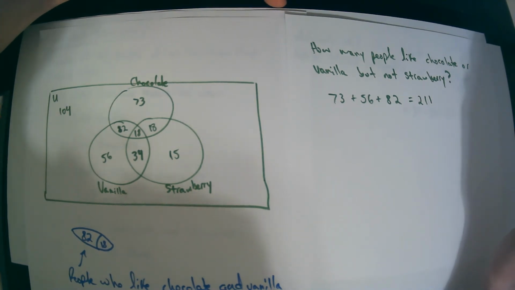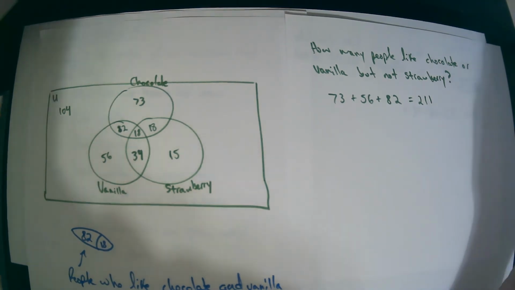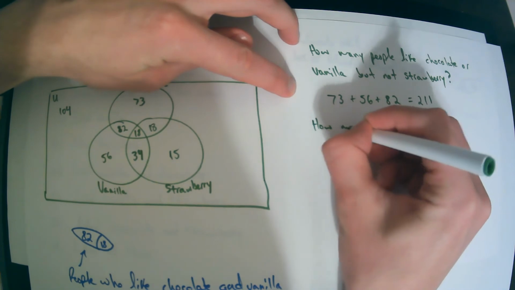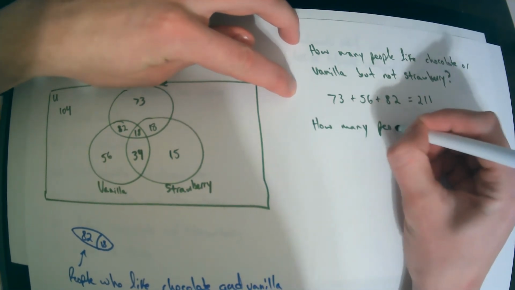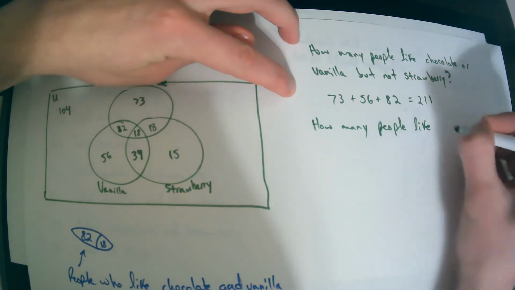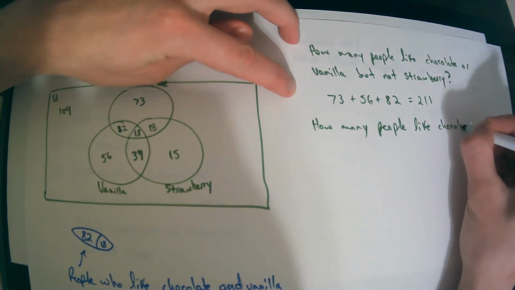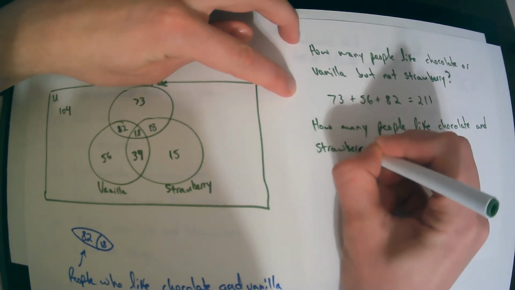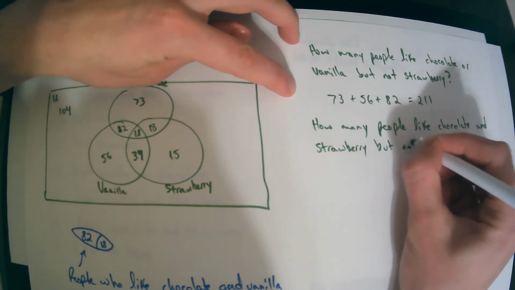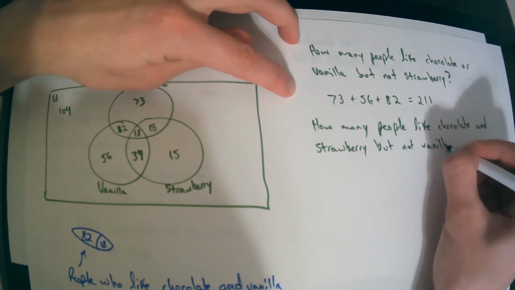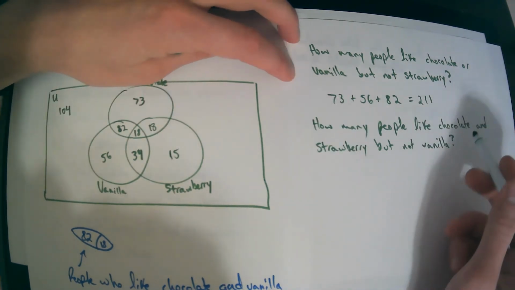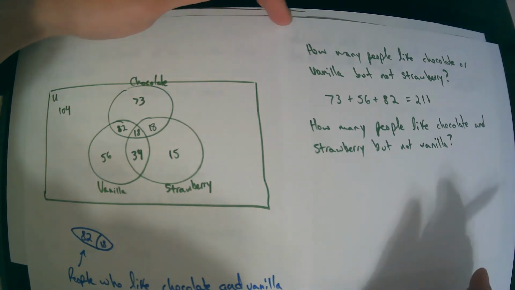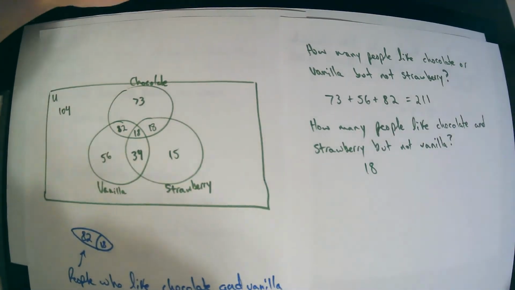Okay. How about another question? How many people, let me think, let's see. Okay, how about a similar question? How many people like chocolate and strawberry, but not vanilla? Okay, so it seems similar. But I'm going to tell you it's not, actually. Obviously it's different because it's asking about different flavors. I've rotated here looking at chocolate and strawberry, but not vanilla. The answer is only 18.